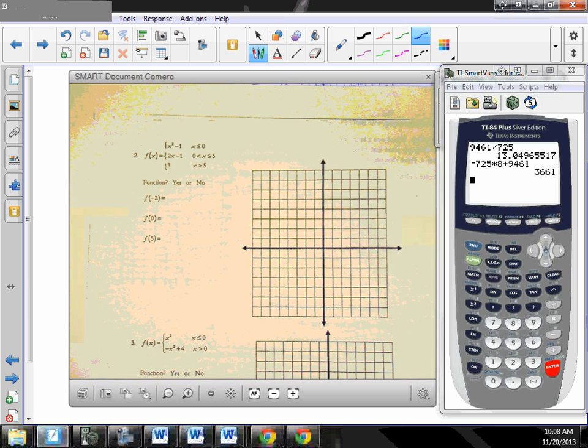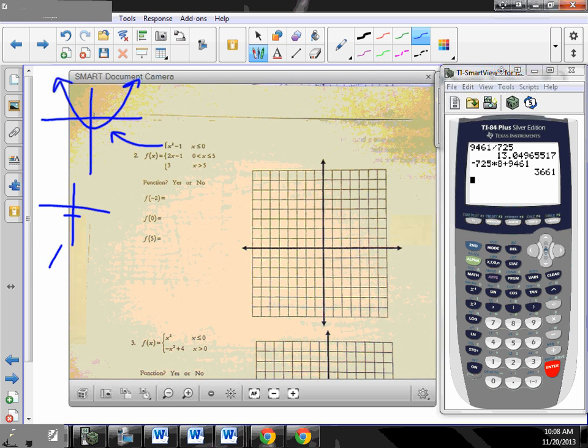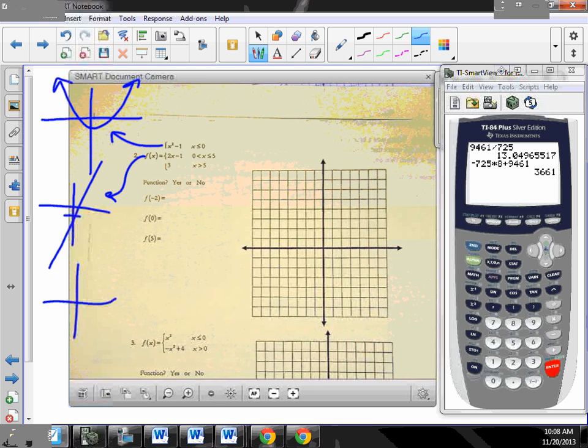So the first one is an up parabola that touches -1. So that is this graph. The second one is linear. It starts at -1 and it goes up 2 every time. So that's this graph. And the third one, what does that look like? It's a straight line at 3. Okay? So now we just have to decide how much of each graph belongs in our piecewise function.